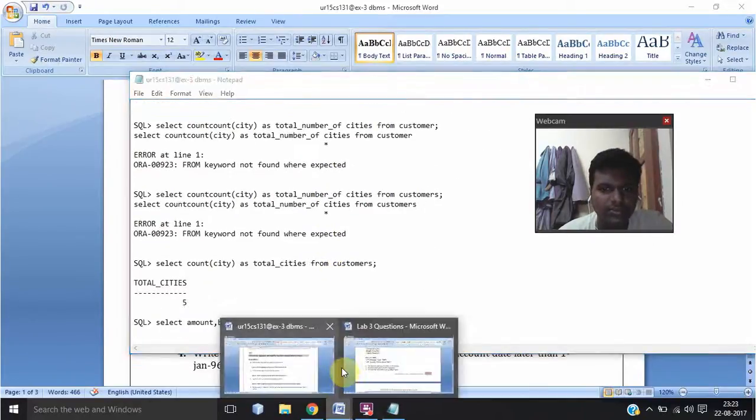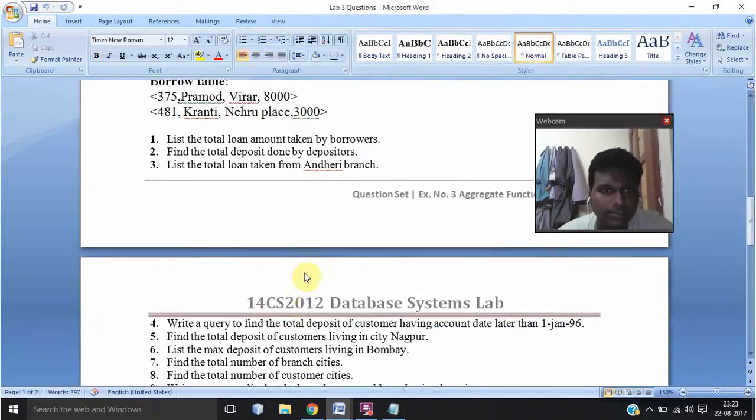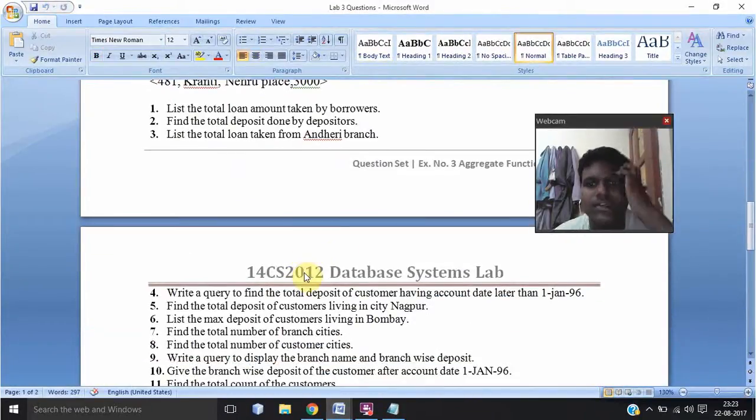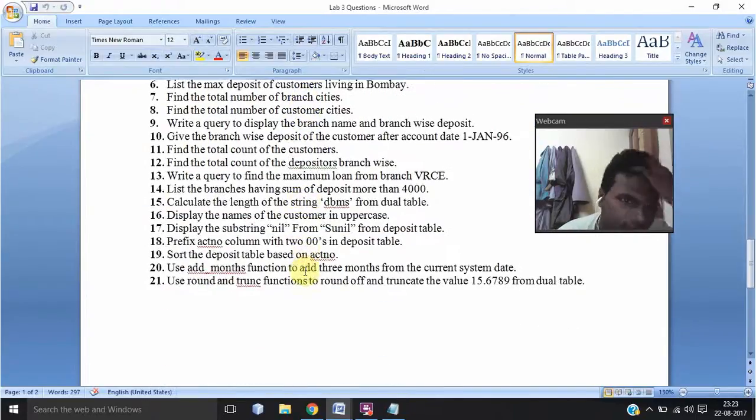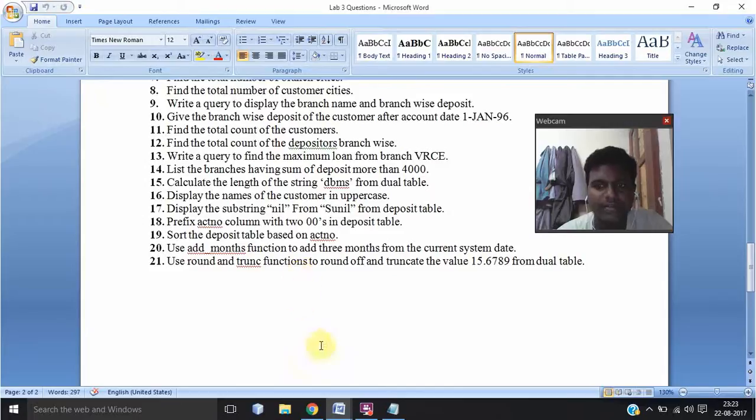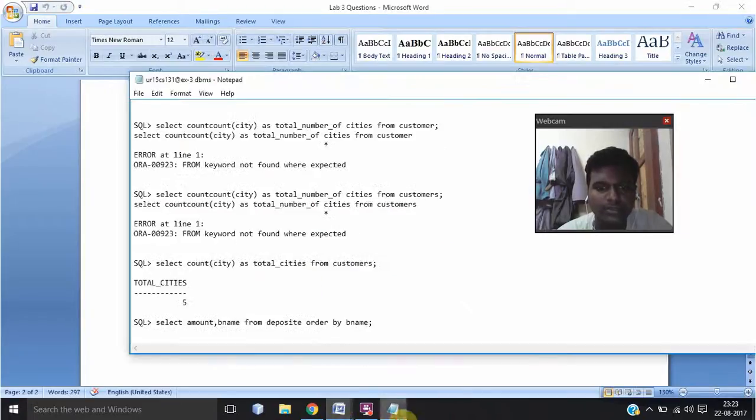And in the given questions, the questions asked are: list the total loan taken. Write a query to find the deposit of the customer having account date later joined. Find the total number of bank cities. Use round and trunc functions to round up the truncated values of 15.678 in the dual table. These are the asked questions, sir.